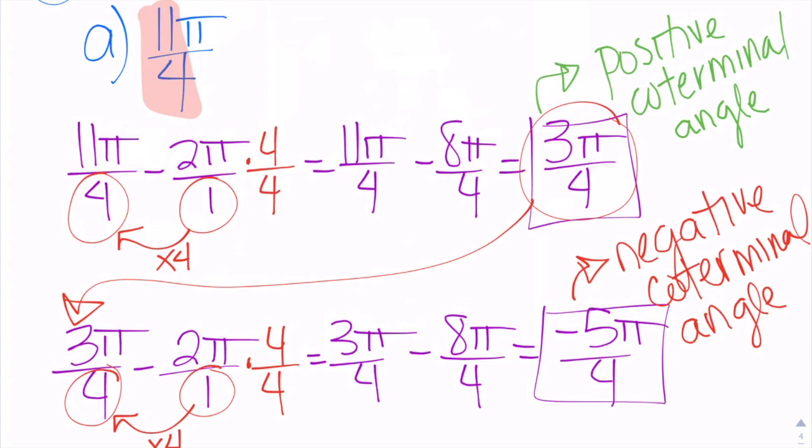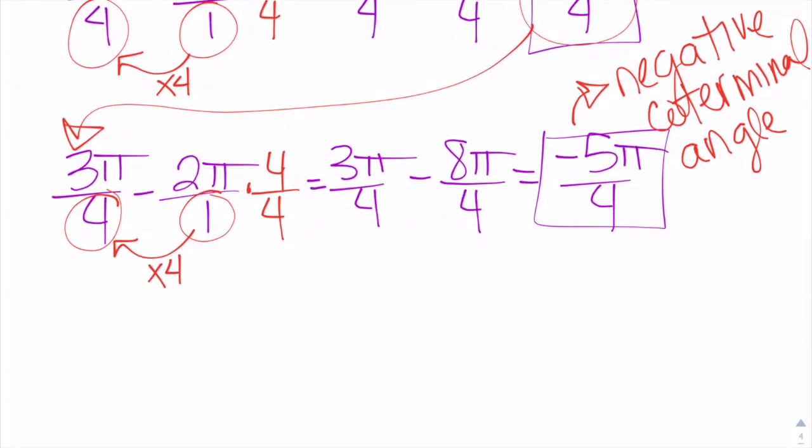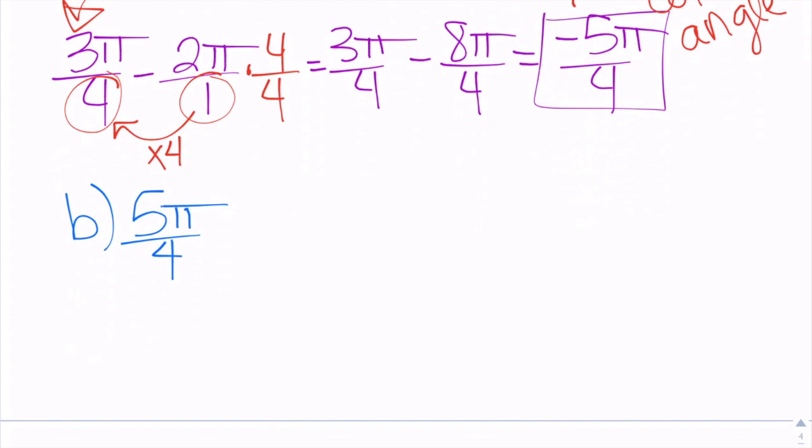And again, you could keep subtracting and get more negative coterminal angles, but why do more work than you have to? And then B is if we have 5 pi over 4. And again, we want one positive and one negative coterminal angle. So I'm going to start as 5 over 4 is between 0 and 2 pi. So if we subtract, we automatically get a negative angle. So we're going to want to add for a positive and then subtract for a negative here.